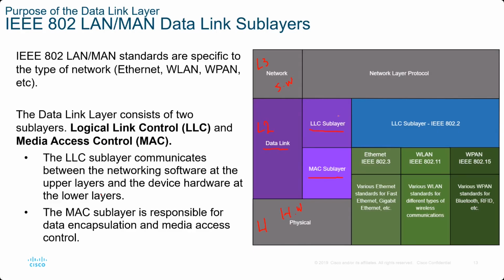The LLC sublayer has a job to work with software, the upper layers, and the MAC sublayer has a job to connect with the physical layer. So it has some properties of the physical layer and some properties of the software layers, because it sits in the middle where it connects software with the hardware.